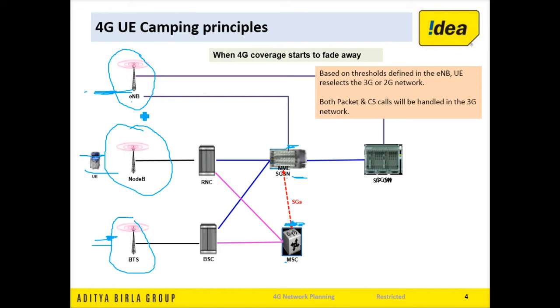Now typically 4G is getting deployed in the areas where 3G is already available, and because 3G can handle both CS and PS data services, the 3G layer is defined as the next higher priority after 4G. So what happens is, once the 4G coverage fades, UE moves from the 4G network to a 3G network, and here also it is able to do its voice call as well as data call as it is able to do today.